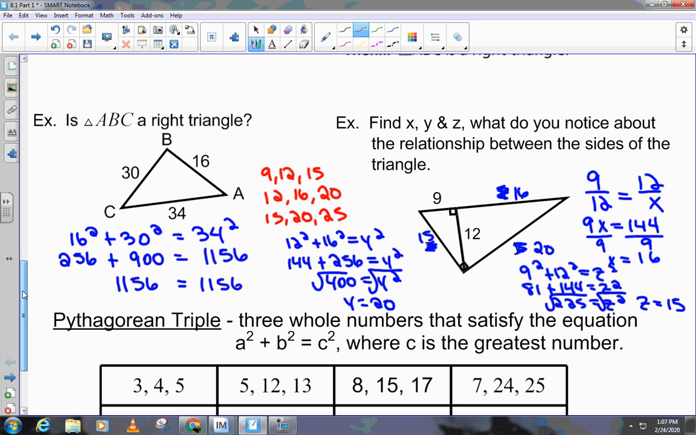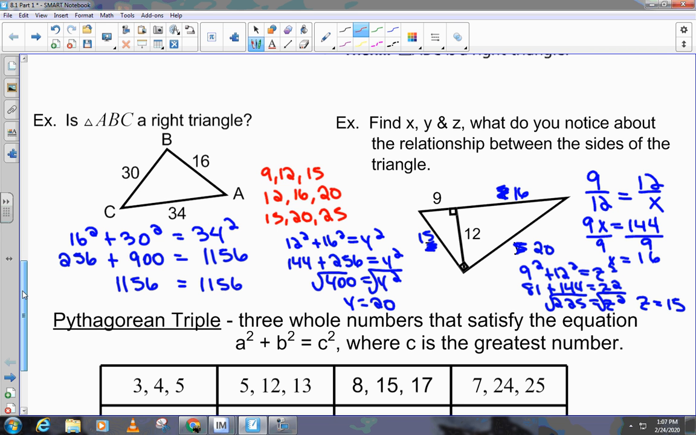These are all multiples of 5, right? Okay, so if I did 3 times 5, 4 times 5, 5 times 5, right? So 3, 4, 5, these are all multiples of 5. What about this one? Multiples of 4. 3 times 4, 4 times 4, 5 times 4. What about this one? 3 times 3, 4 times 3, 5 times 3.